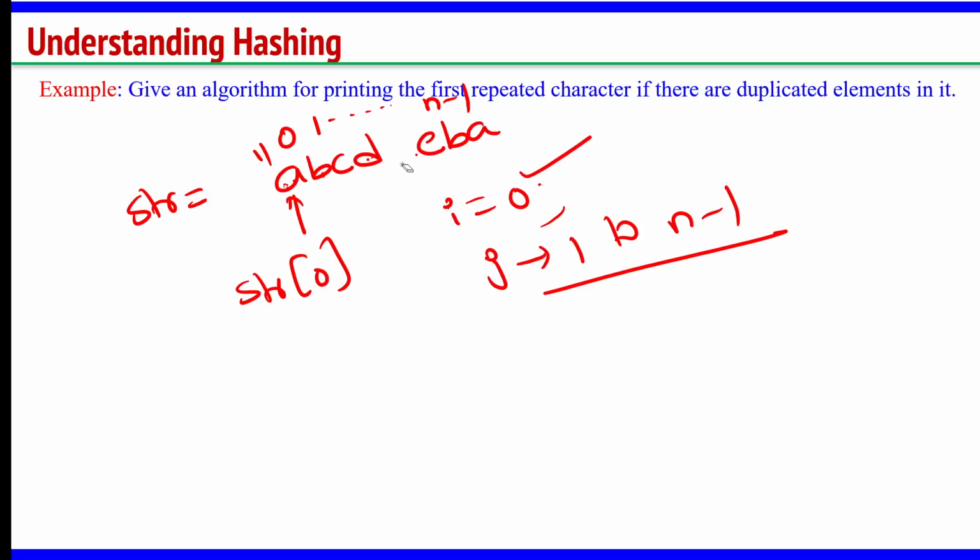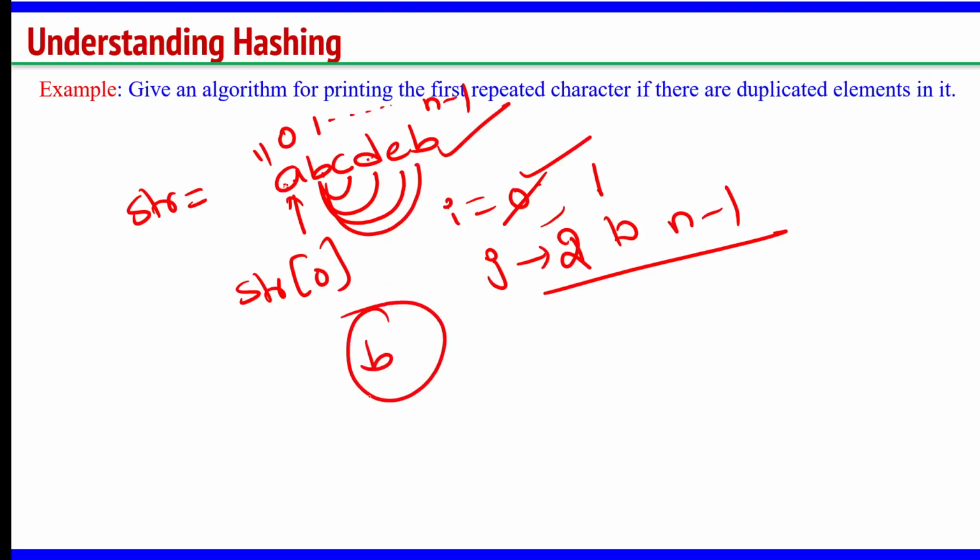Suppose there was no second A here. Then in the first iteration, i equal to 0, j from 1 to n minus 1 will fail, meaning I did not find a repeated character. A did not occur again. So I will increase i to 1 now, in the second iteration of the upper for loop. Then j again begins from 2 to n minus 1. I will check B with C, B with D, B with E, B with B. Yes, I found it. I will say B is the repeating character.